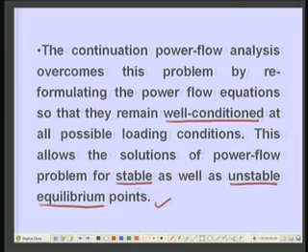When you look at the PV curve, the upper portion represents the stable operating points or stable equilibrium points, but the lower portion represents the unstable ones. These points we cannot get by conventional power flow equations or the conventional power flow algorithm.